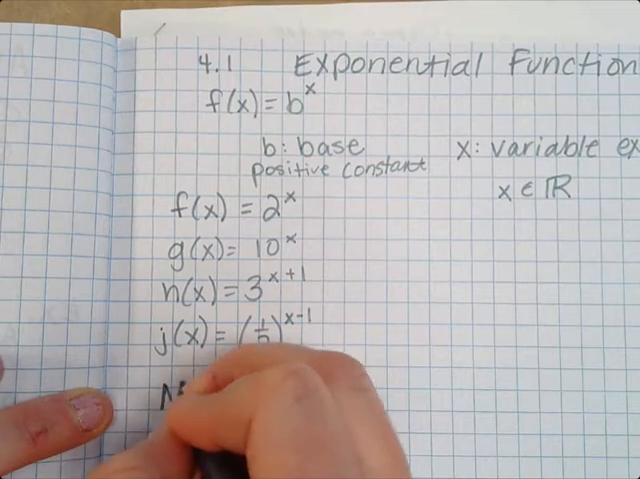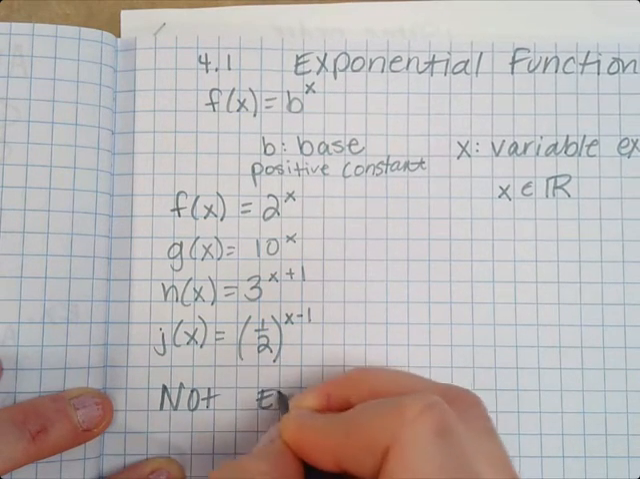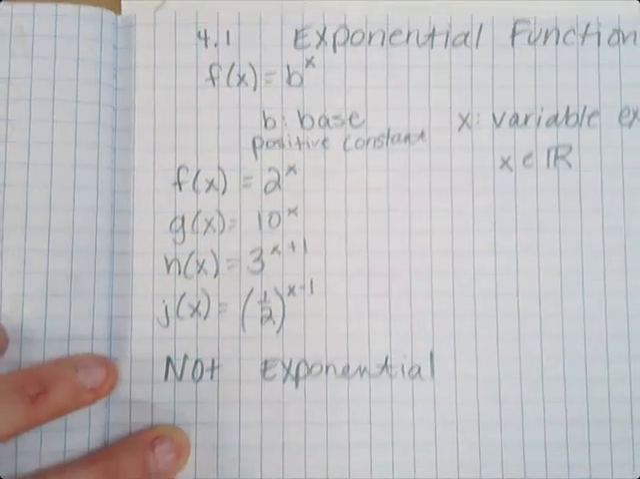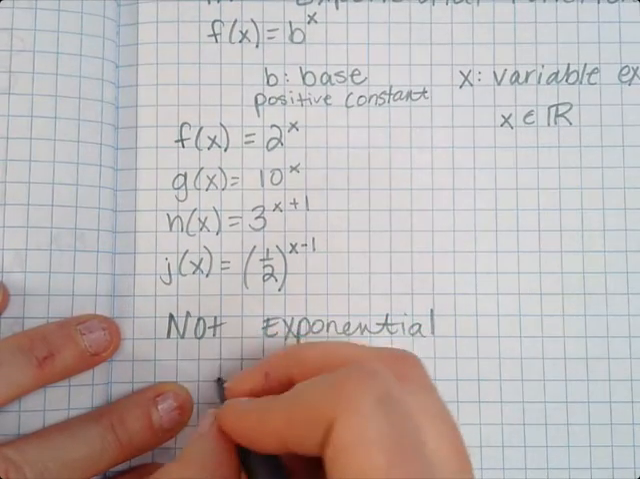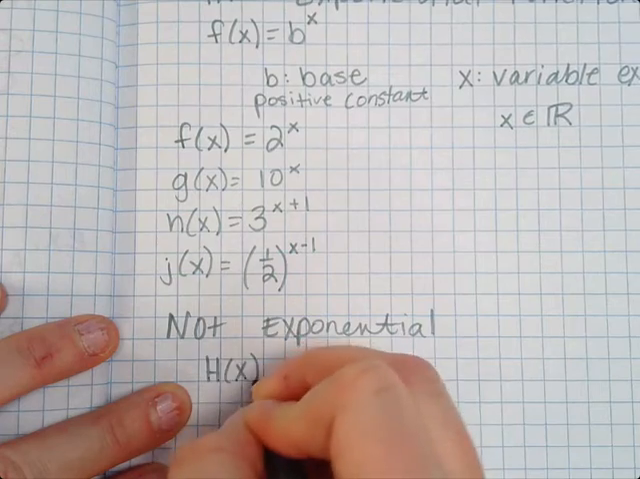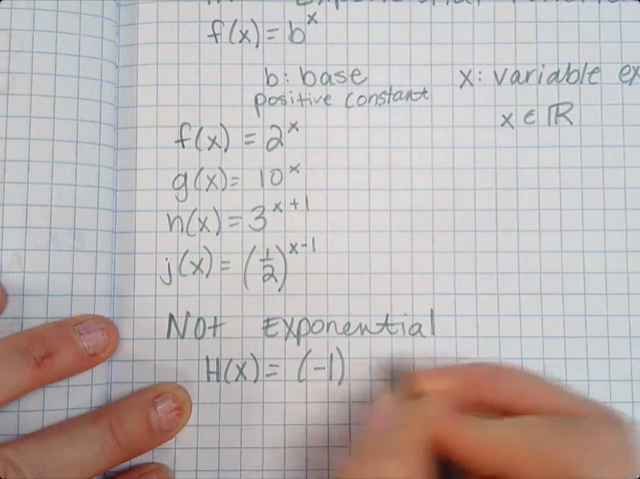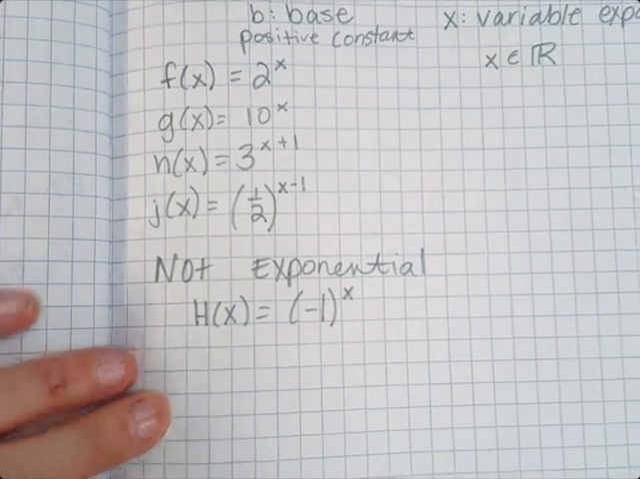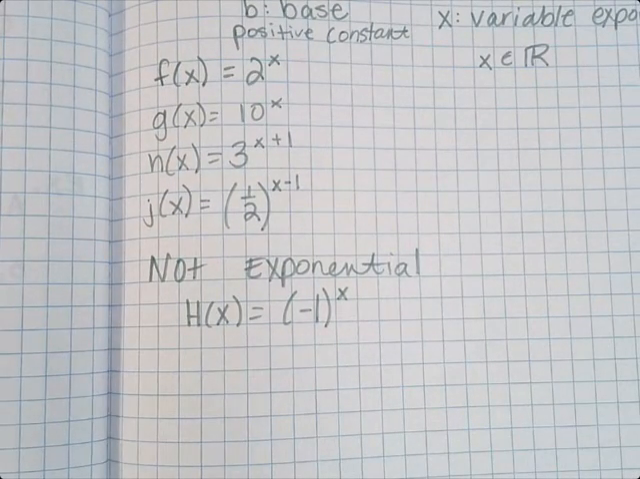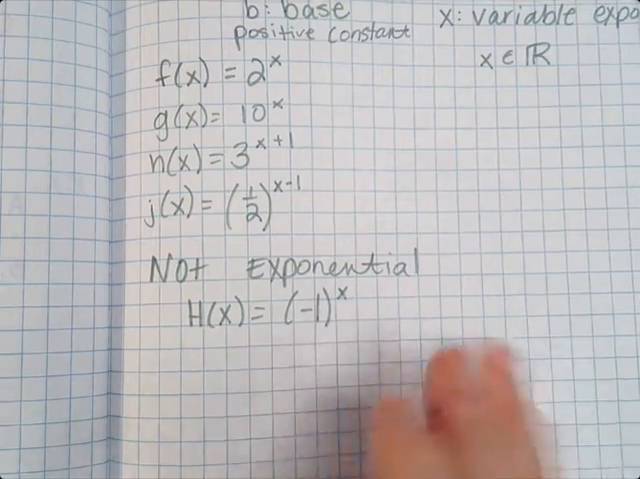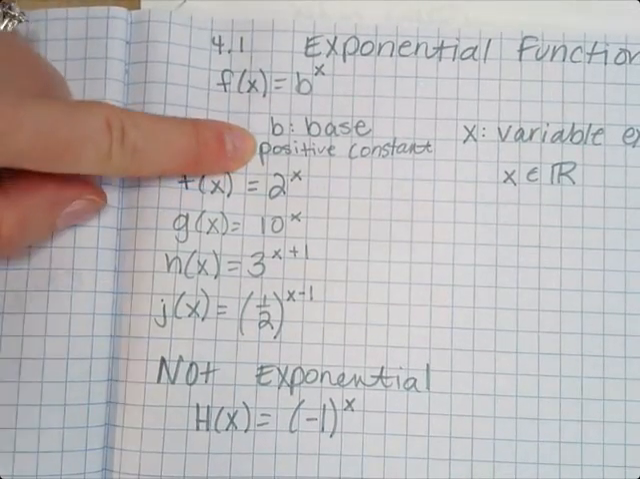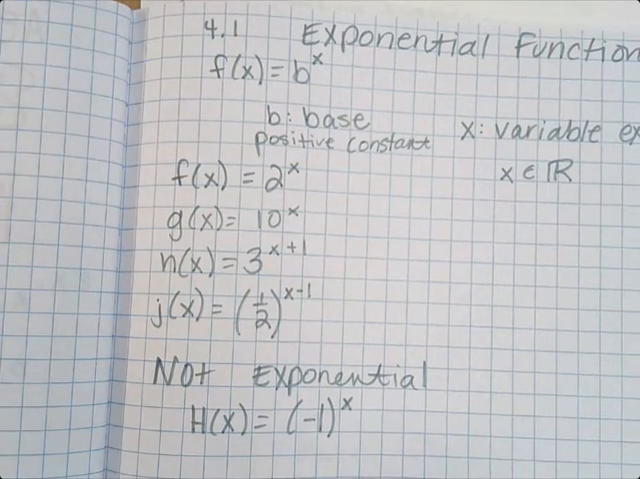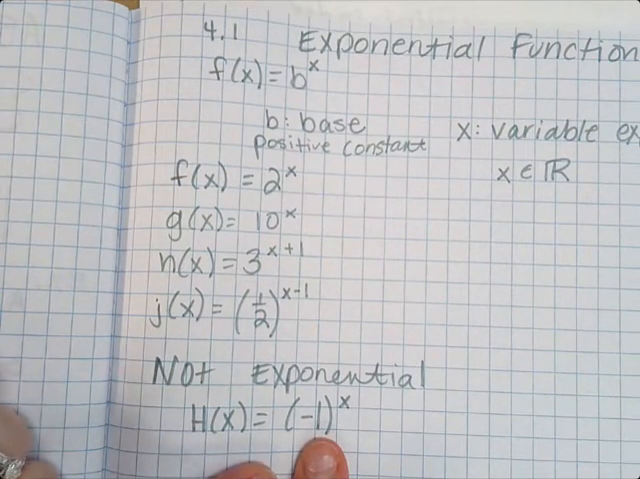Okay, so something that is not exponential would be h of x equals -1 raised to the x. That is not going to be exponential because it's a negative base. So remember how I said positive constant here? So this is negative, so that's why.